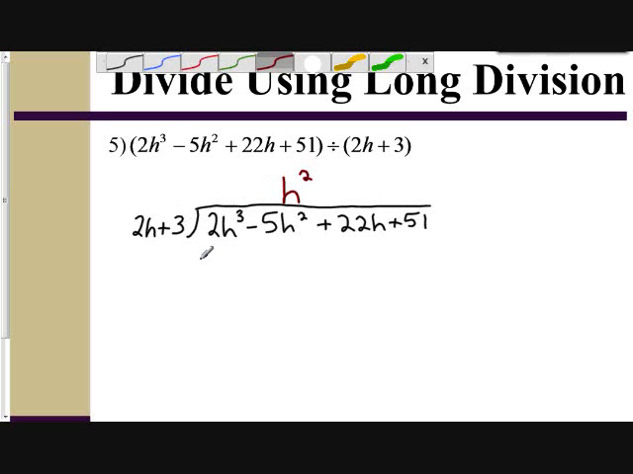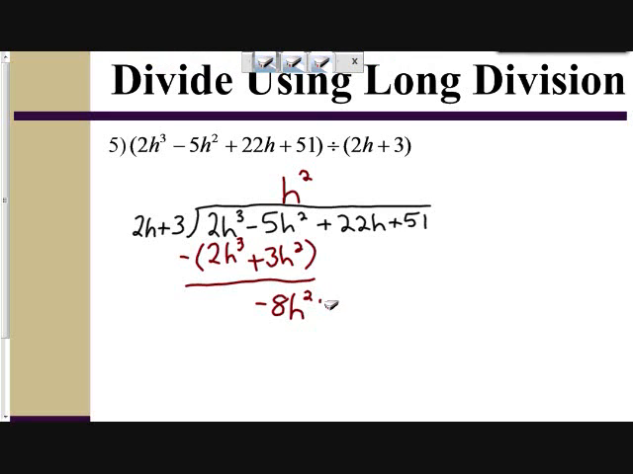Distribute h squared to both terms, and you're going to get 2h cubed plus our 3h squared. Subtract the entire expression, and we get negative 5h squared. The first term cancels. Negative 5h squared minus 3h squared. So that would be negative 8h squared. Drop down our 22h.